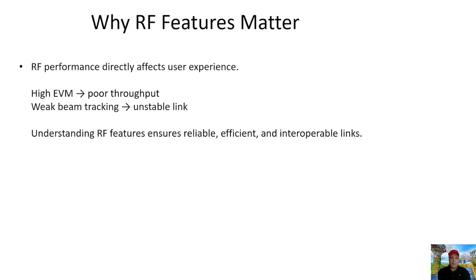All these RF features directly affect user experience. High EVM or poor spurious separation means dropped throughput. Weak beam tracking means unstable links. Understanding RF features helps engineers ensure the radio link remains clean, efficient, and interoperable across devices and vendors.